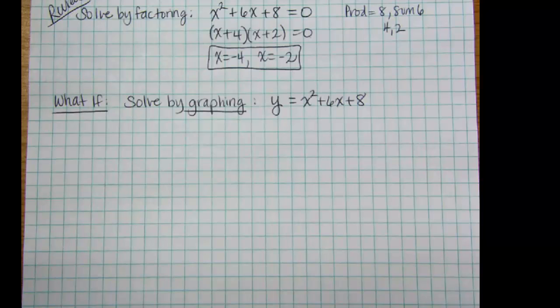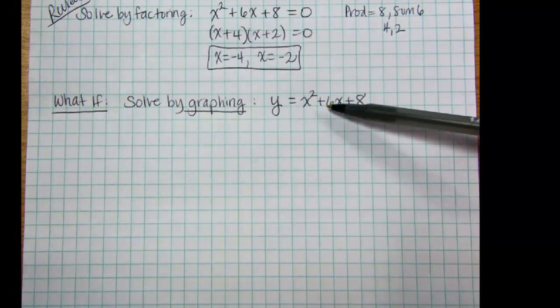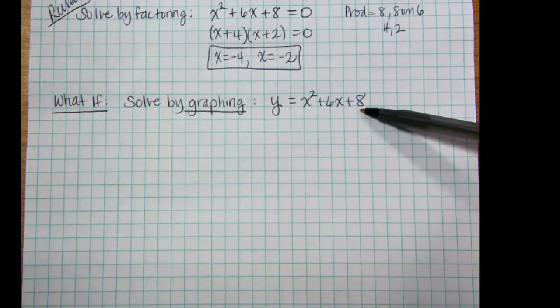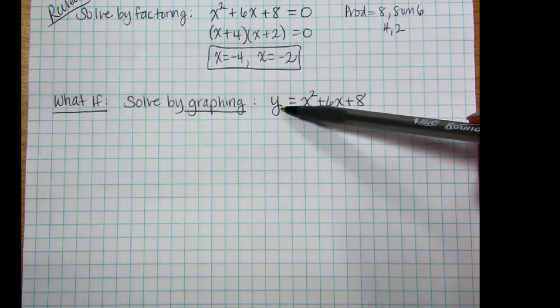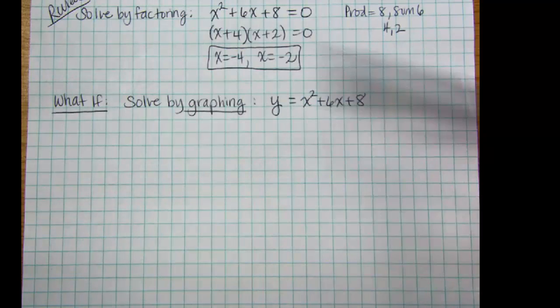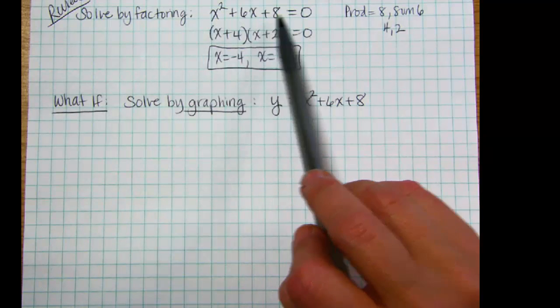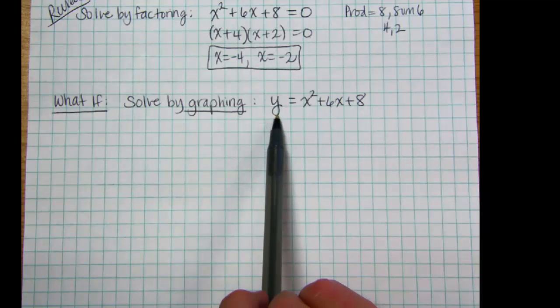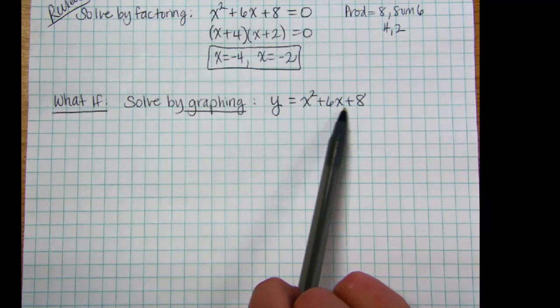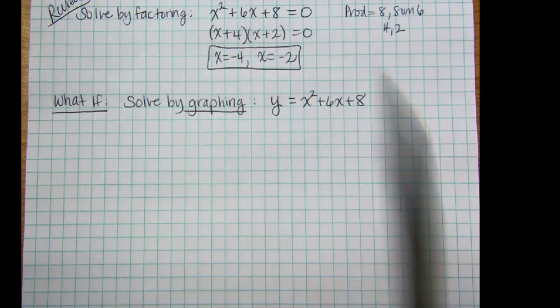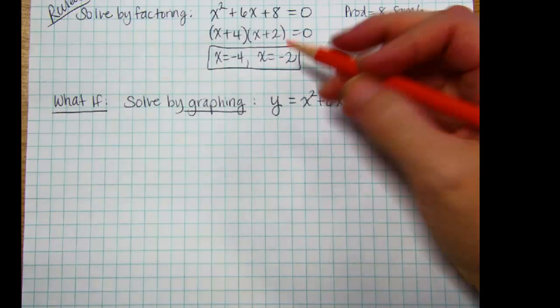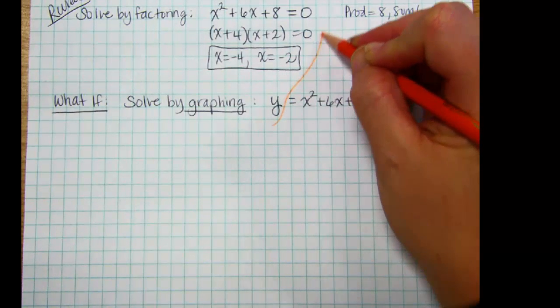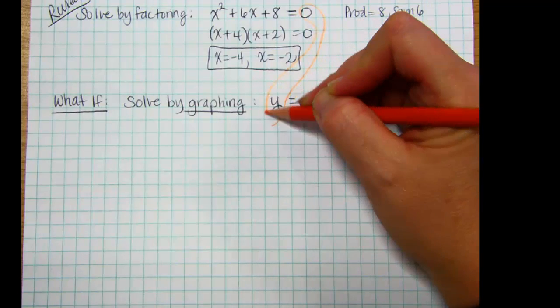Well, now I want to know, how do I solve the same equation, x squared plus 6x plus 8, but I want to solve it by graphing, so now it's set equal to y. So notice everything is the same. I have x squared plus 6x plus 8 equals 0, and y equals x squared plus 6x plus 8. So the only difference here is that we have replaced our 0 with y.